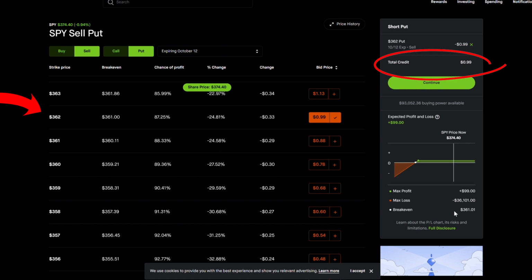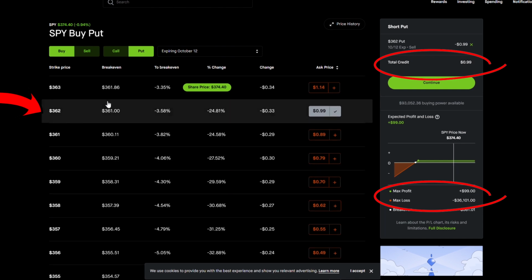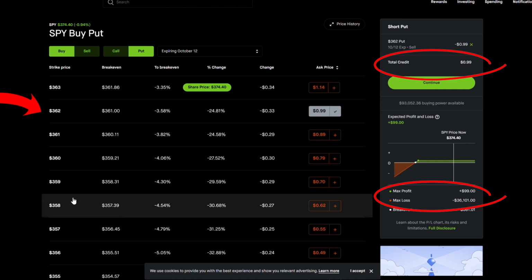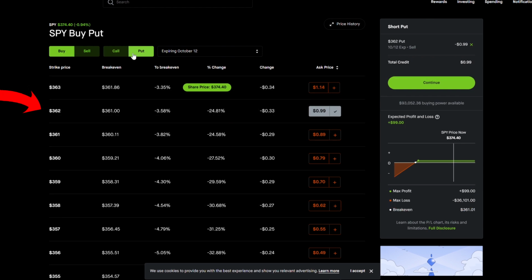And again, we have a problem of 36 grand. So what I'm going to do now is try to get rid of this max loss. And the way that I'm going to do it is I'm going to buy a put option that is way below. I'm going to tell you the risks about this trade as well, but first of all, let's go buy a put option, okay?